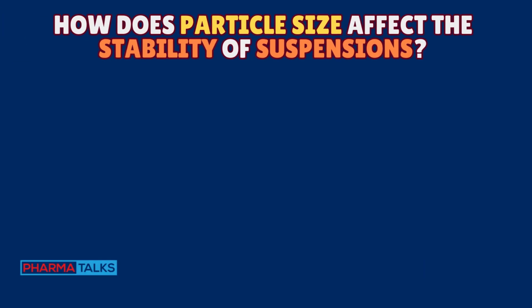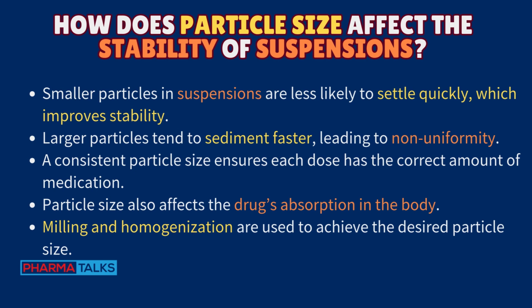How does particle size affect the stability of suspensions? Smaller particles in suspensions are less likely to settle quickly, which improves stability. Larger particles tend to sediment faster, leading to non-uniformity. A consistent particle size ensures each dose has the correct amount of medication. Particle size also affects the drug's absorption in the body. Milling and homogenization are used to achieve the desired particle size.